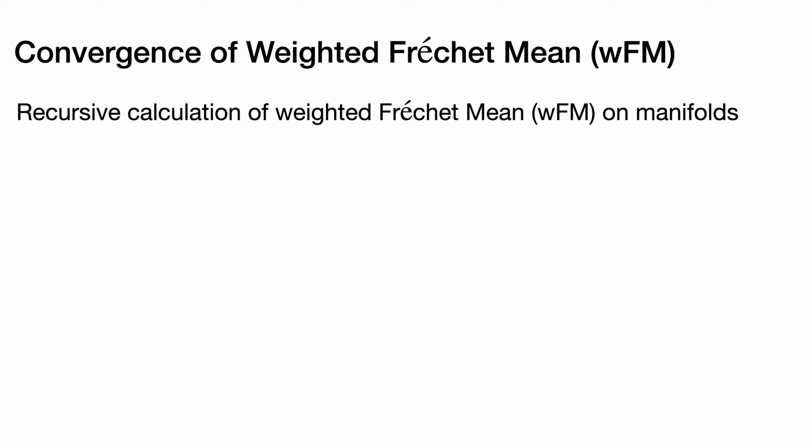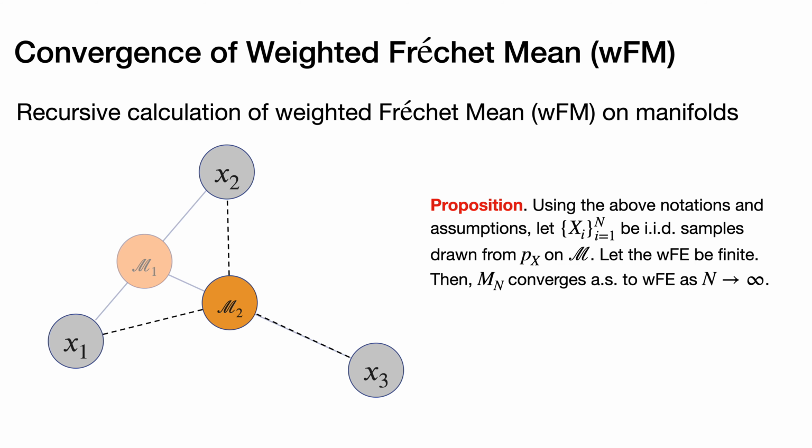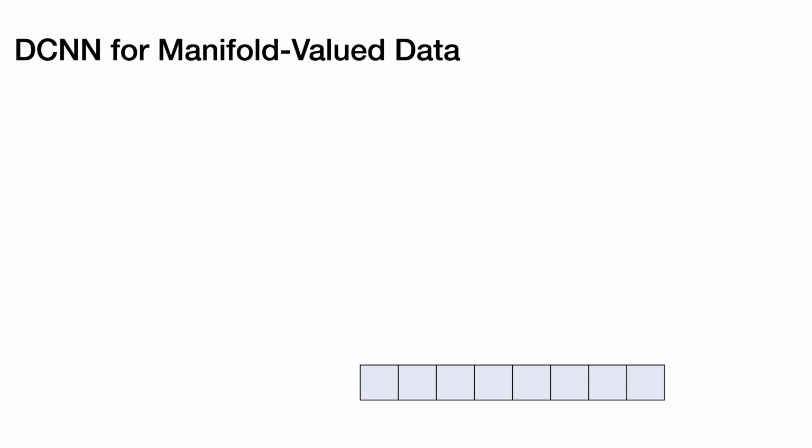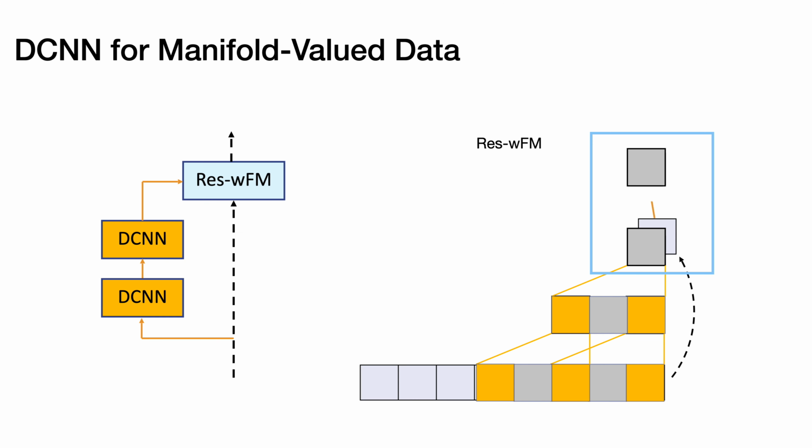To compute the weighted Fréchet mean, we use a recursive model. There is a proposition saying that the recursive model will converge. To build the DCN model, we further extend the convolution, the linear layer, and the skip connection layers.